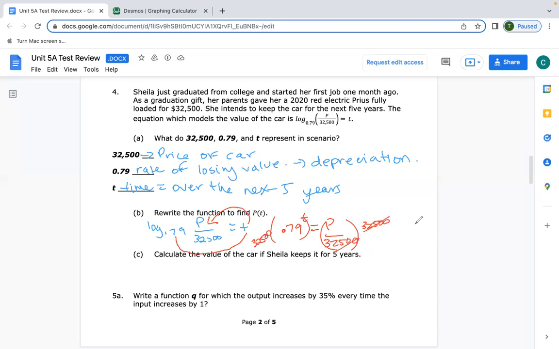So our final answer is going to be p equals 32,500 times 0.79 raised to the t. Now let's say that Sheila actually kept it for 5 years. We're going to calculate the value of the car. Okay. So how would we go about doing that?